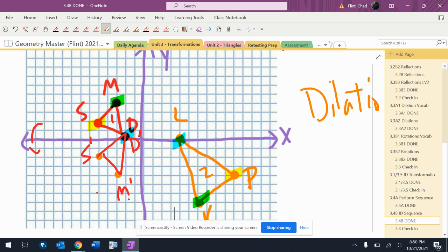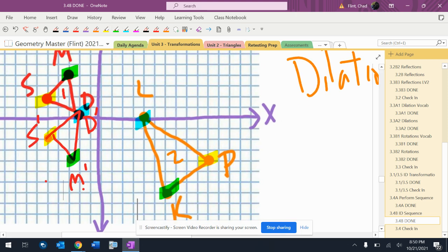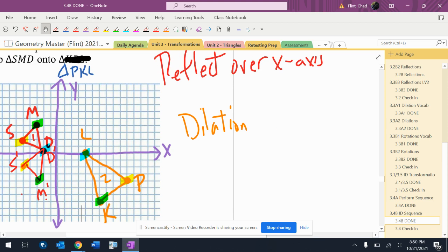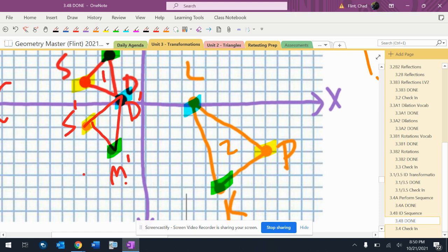All right, so I've got yellow and I've got green. And you can look at that. The yellow and the green won't line up. But if I reflect it over the y-axis next, so reflect over the y-axis. All right, let's do that.